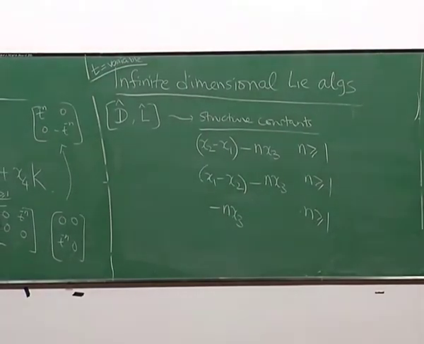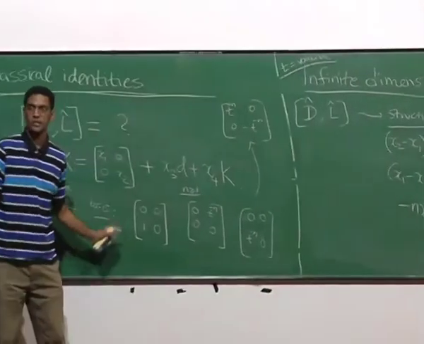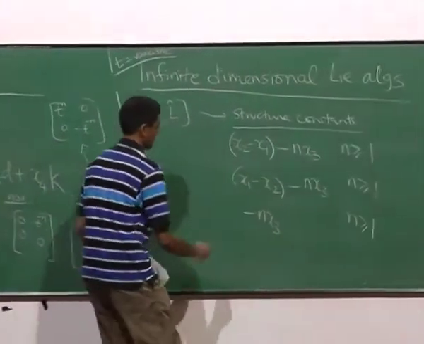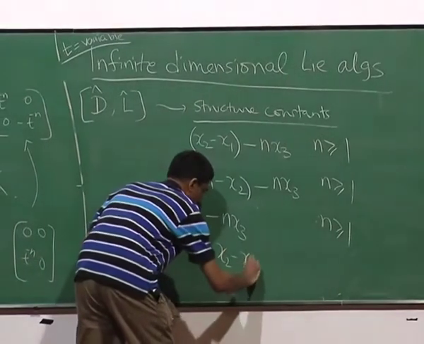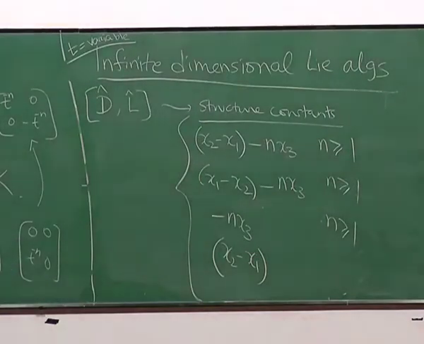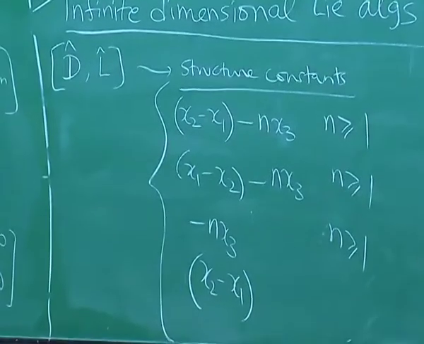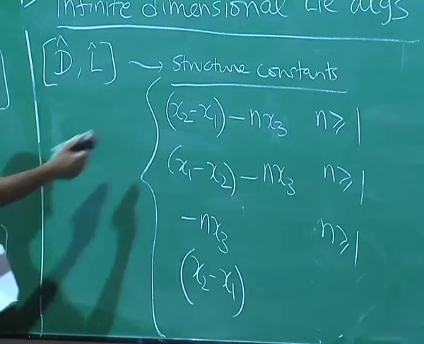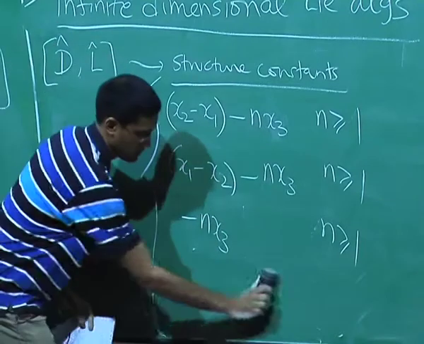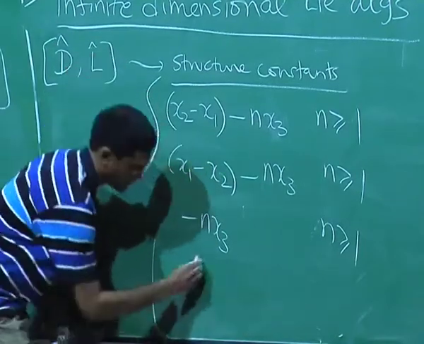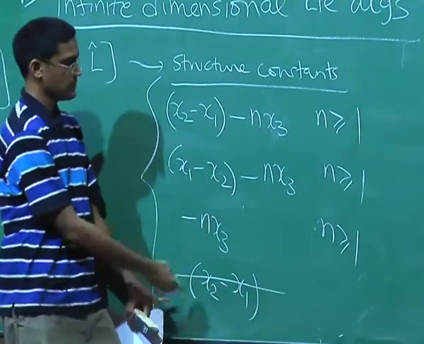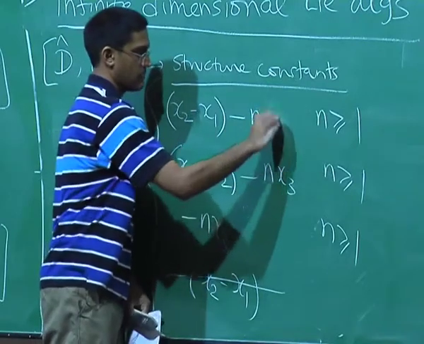Remember there's one extra fellow, 0, 0, 1, 0, which is the thing which came from L itself. So that will account for one more structure constant, which will turn out to be just x2 minus x1. So this is the complete list of structure constants that you get when you commute D's with L's. Often one combines the first and the last in one stroke. So let me just strike through this, and instead I'll put it in here and write n minus 1 x3.